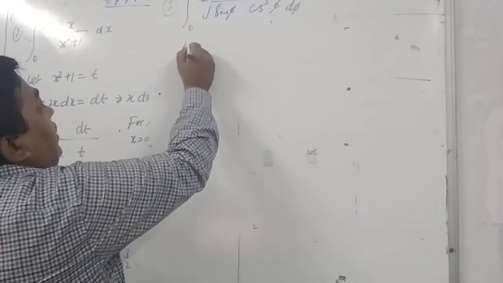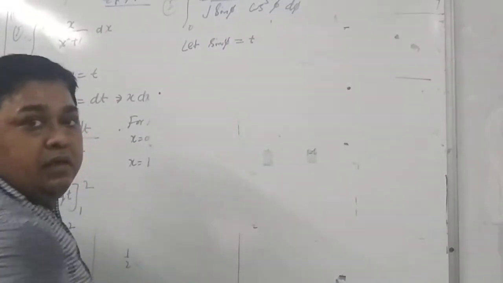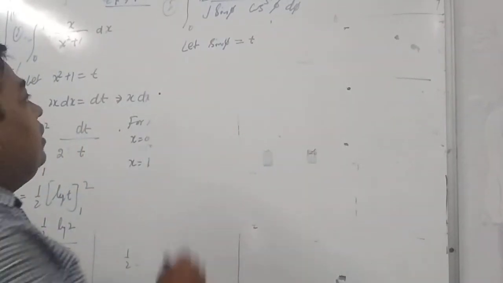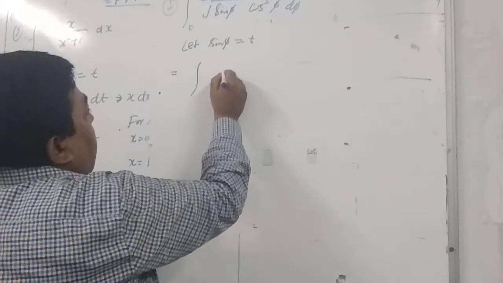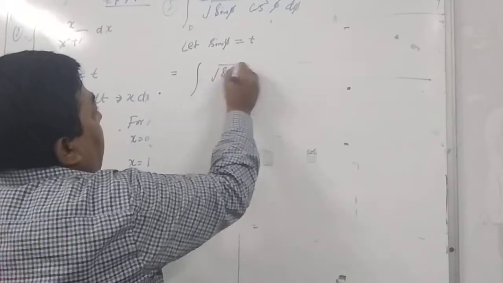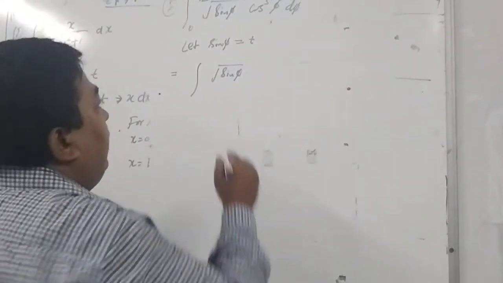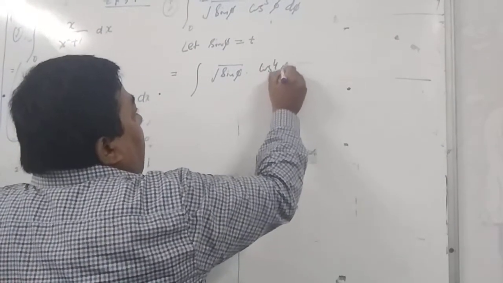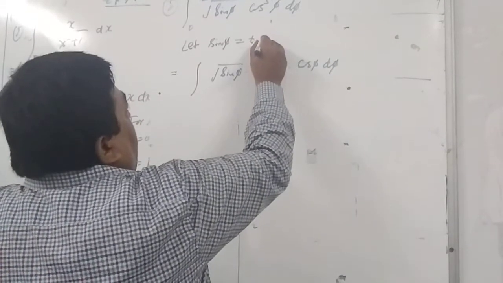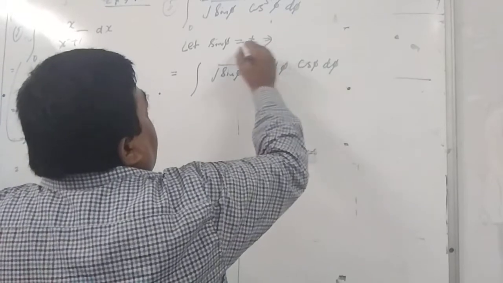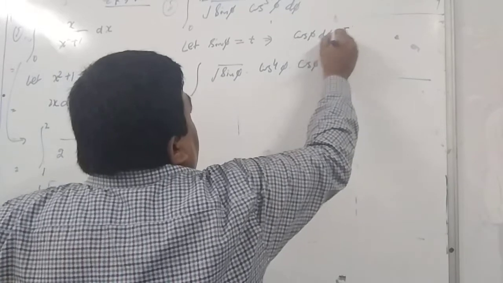Here we will suppose sin φ is equal to t. You can see here, first this is sin φ, and we divide this cos to the power 5 φ into 2 parts: cos to the power 4 φ into cos φ dφ. Now, sin φ is equal to t, so cos φ dφ is equal to dt.